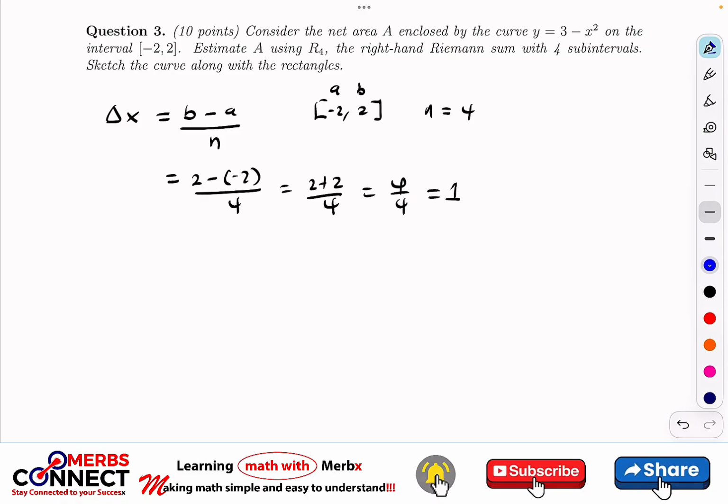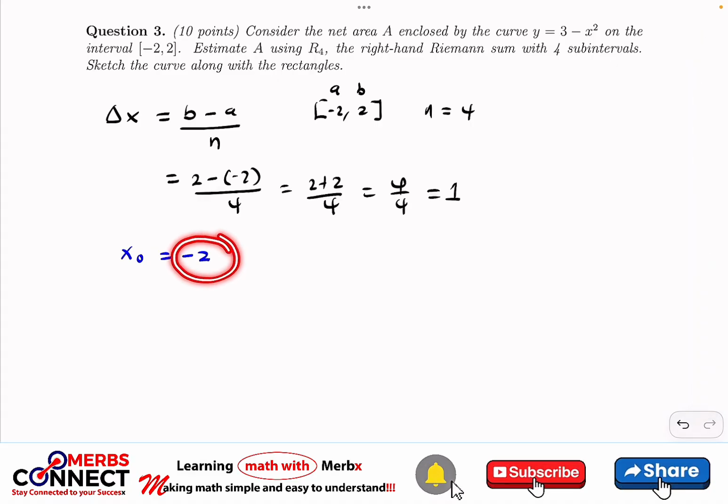So the first domain is x naught. Let me call it x naught, which is minus 2. So I need to increase this till I get to 2, right? Because the domain is minus 2 to 2. So we should be staying between minus 2 and 2.